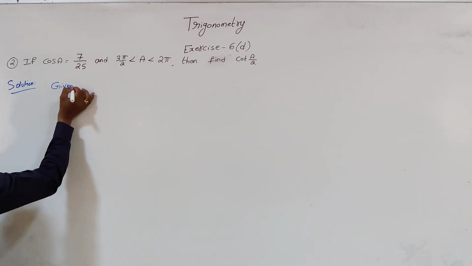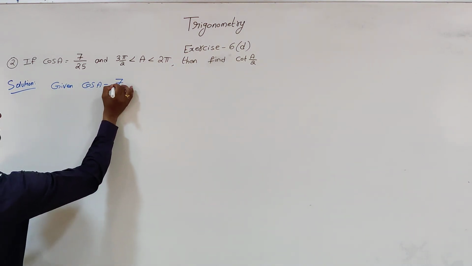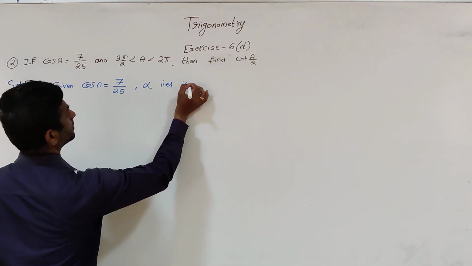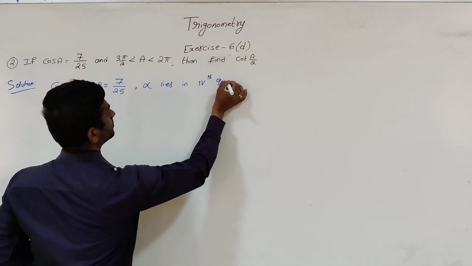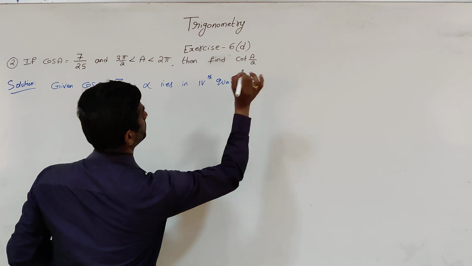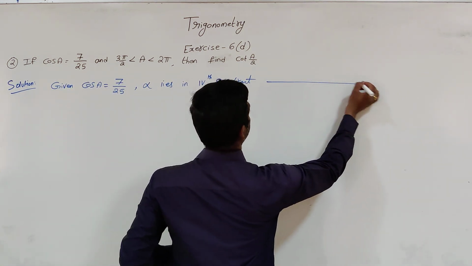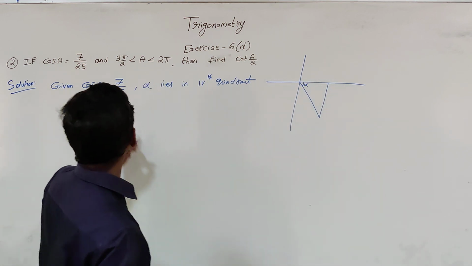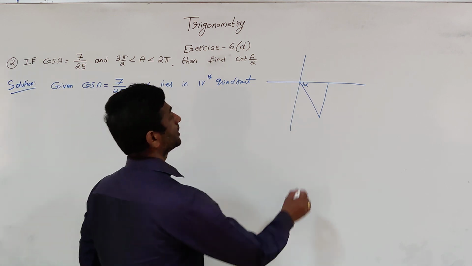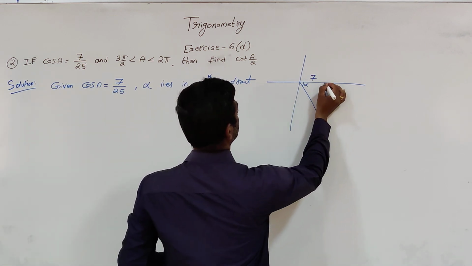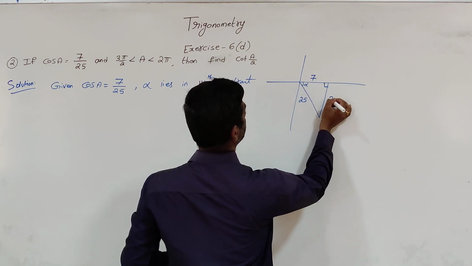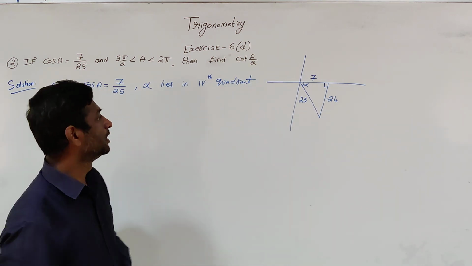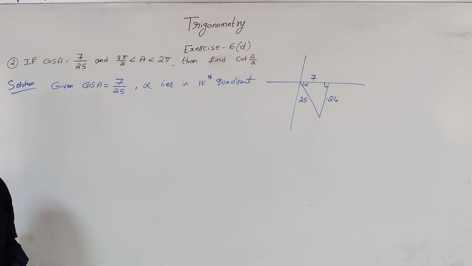Given cos A is 7 by 25 and A lies in fourth quadrant. So we go for one right angle triangle in the fourth quadrant for angle A, and cos A is given as 7 by 25. Adjacent side is 7 and the hypotenuse will be 25, and this gives 24 with minus sign, as it is going down, the y value should be negative. Next, it is asking what is cot of A by 2.